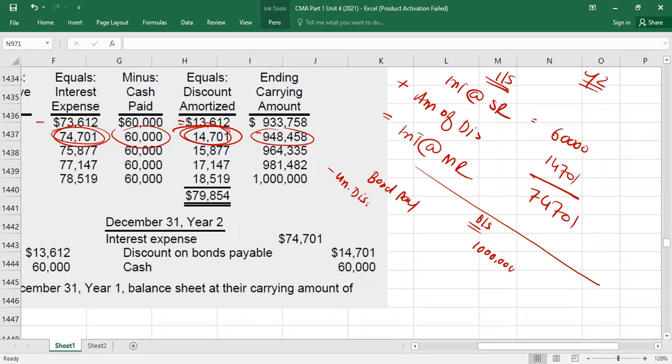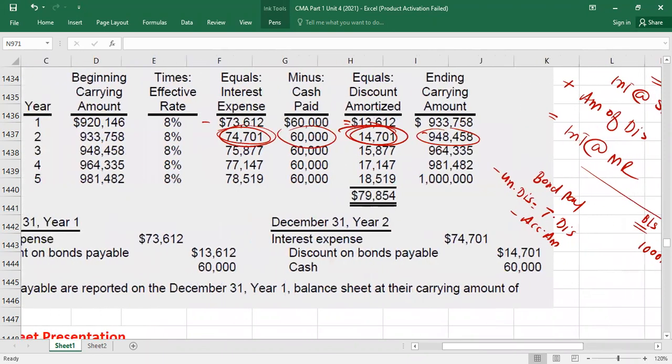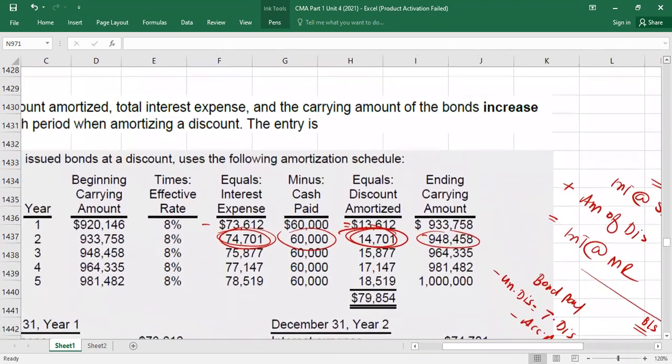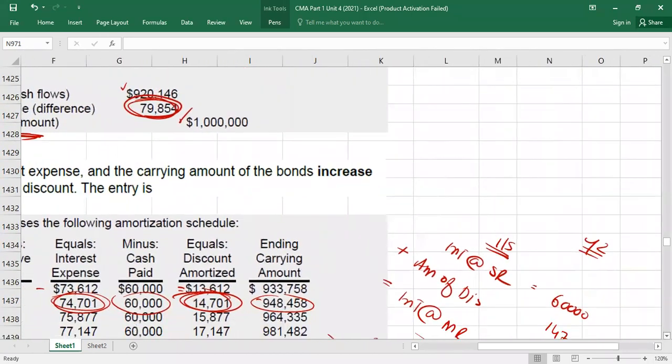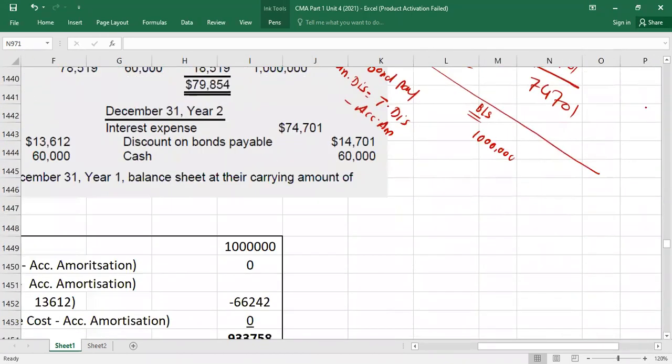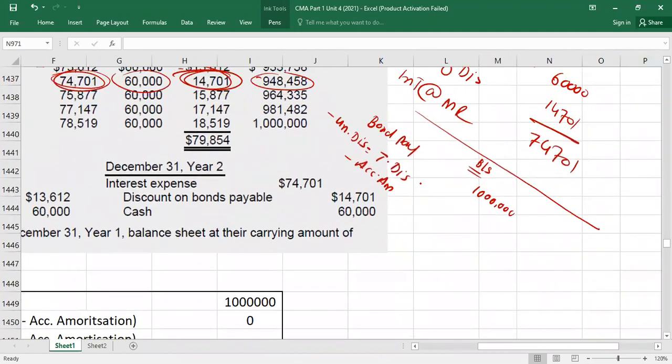Unamortized discount, how will you get it, guys? Total discount minus accumulated amortization. You're sitting in year 2. Total discount was how much? 76,000 something in the first entry you can see. Sorry, the total was 79,854. This was the total discount. You have to deduct accumulated amortization for how many years? 2, because we are talking about 2 years.